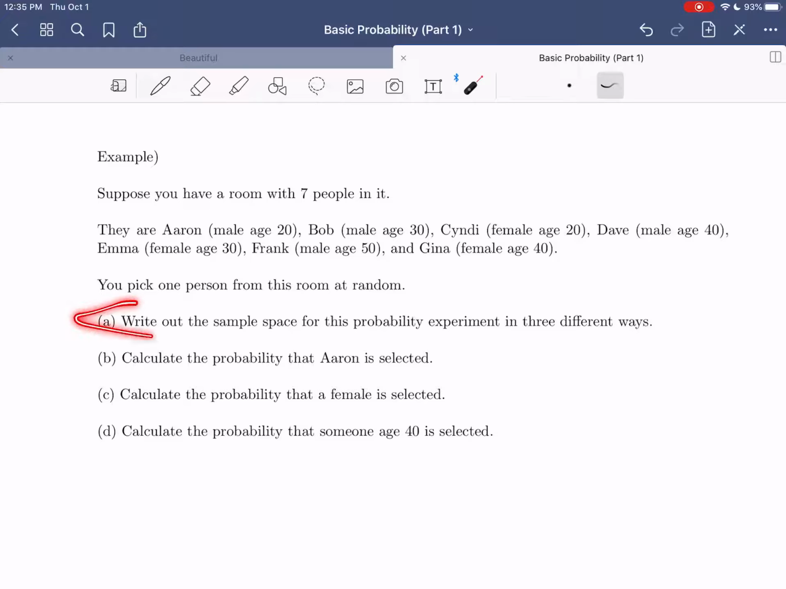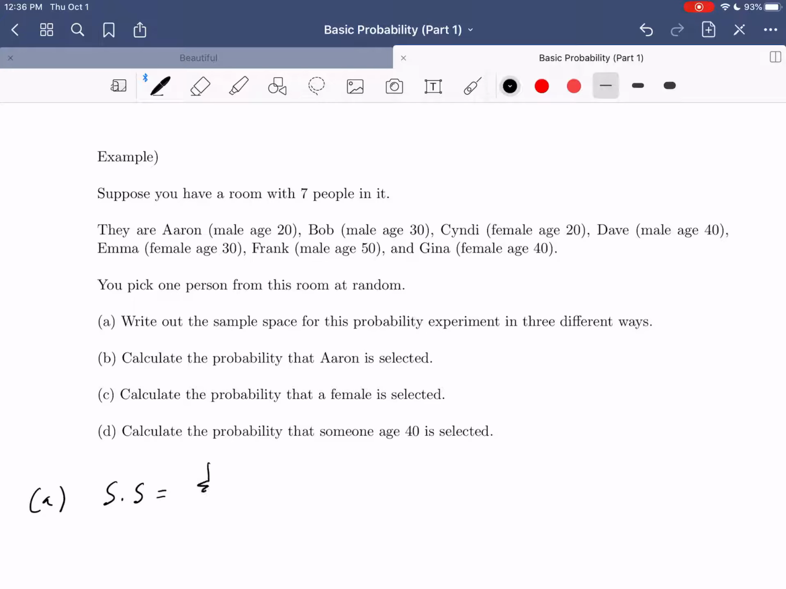So what we're going to do in part A is we're going to write out the sample space for this probability experiment in 3 different ways. Like I mentioned when we were talking about the coins, there are sometimes several different ways to write out sample spaces. Sometimes one way of writing it out is more useful than others, so we'll get a chance to discuss that here. So let's think about these sample spaces.